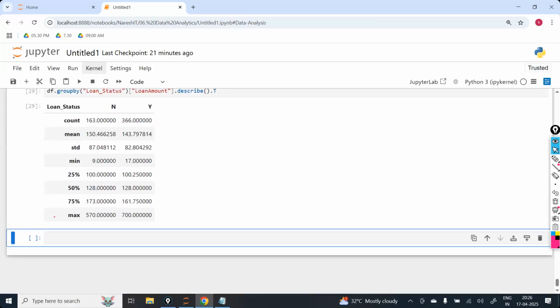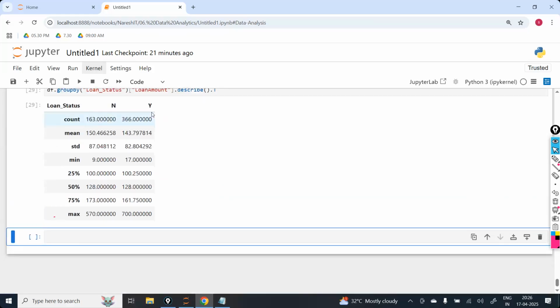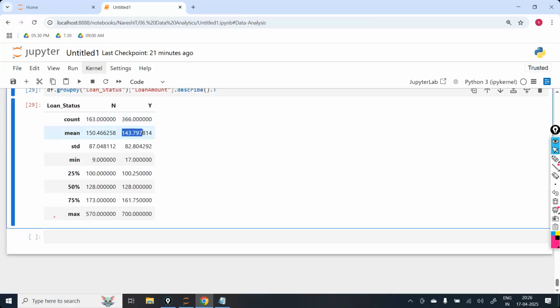When I apply the dot transpose, within the people who have got the loans, what is the average loan amount they are applying? It is 143.79. For the people whose loan was rejected, it is 150. Is this an important observation for you? Any important observation? No. Both are almost the same. There is not much difference.